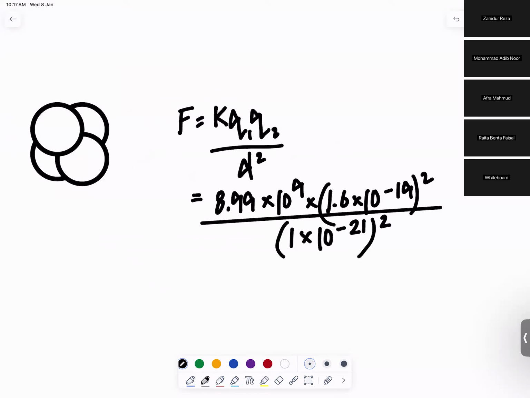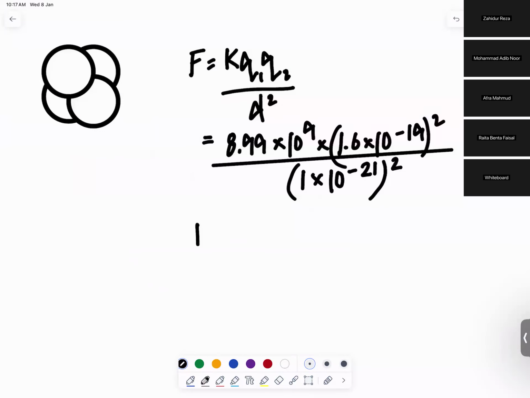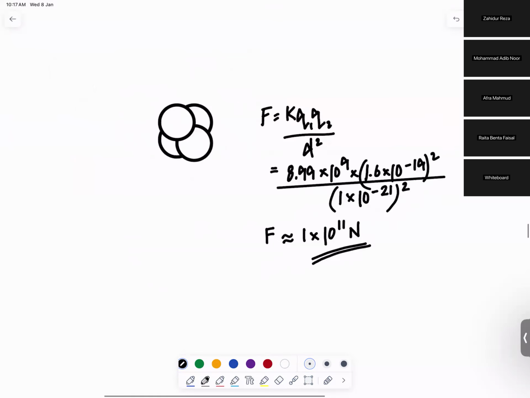Once you put all these numbers in, you'll find that the force might not be very large, but I'll explain in a minute why it's important for us. It's something like 1 × 10^11 or 12 newtons. Now, you might think this force is not very large. Why is it considered such a large repulsion? Yes, the force itself is not the largest force that we have heard of.